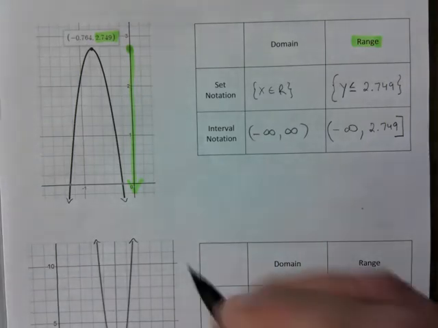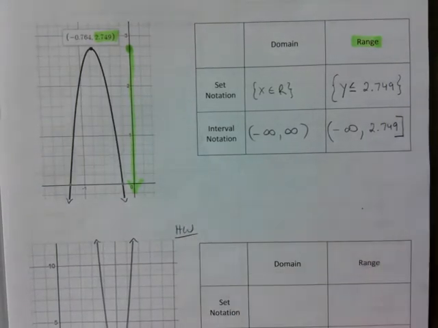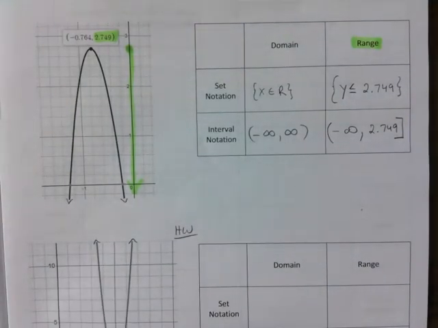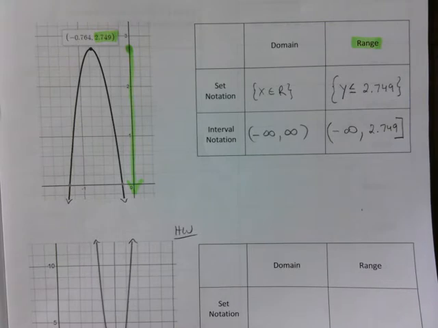I'll let you do the other one for homework, okay? So we'll check that tomorrow. Domain is going to be the same. It's just the range you have to think about what's going to happen there.